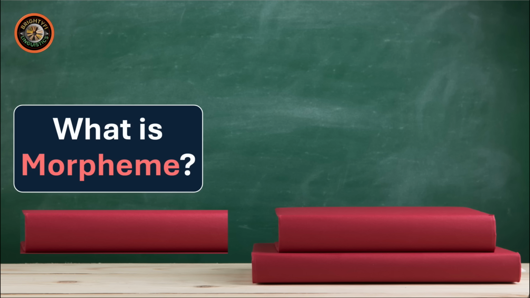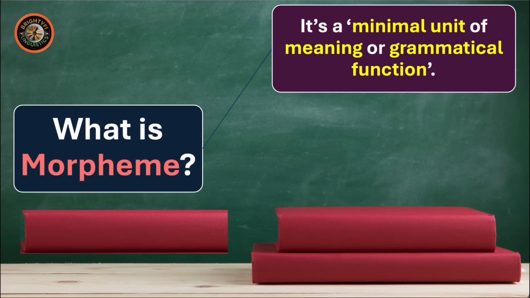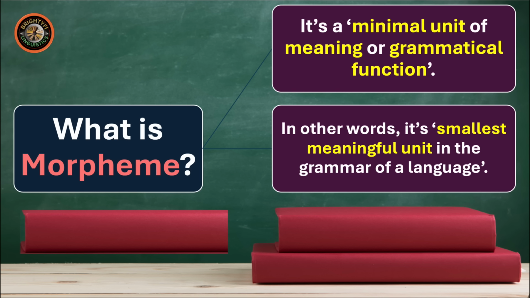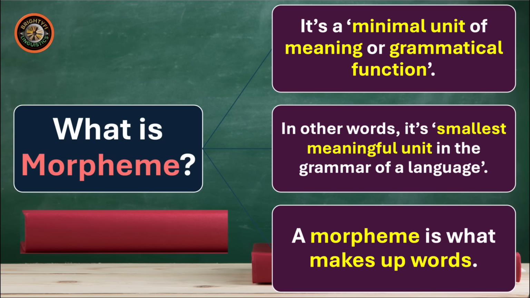What is morpheme? Morpheme is fundamental. Morpheme is in the center of the discussion of the subject matter of morphology. It's a minimal unit of meaning or grammatical function. In other words, it's the smallest meaningful unit in the grammar of a language. Further, we can say a morpheme is what makes up words.